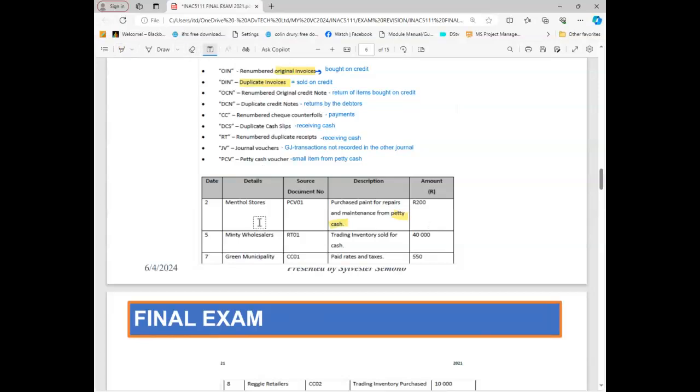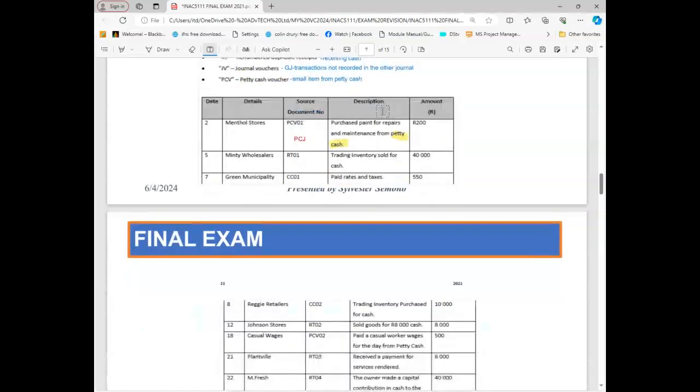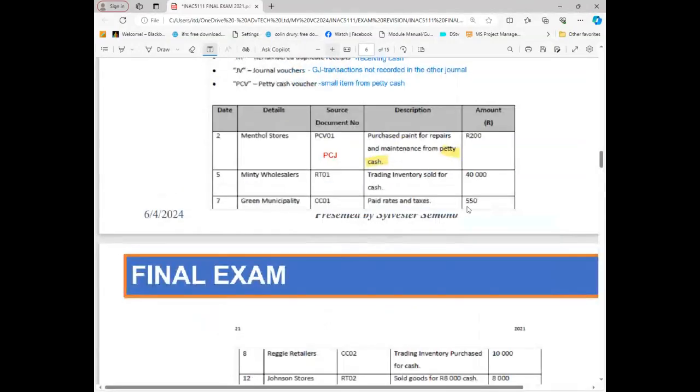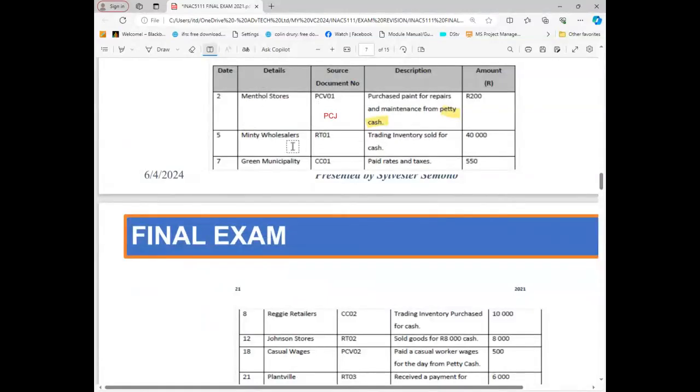So this one means that I will go and record in the PCJ. I'm just identifying for now. Can you see now? I'm going to record them into the PCJ. It's very important to understand this PCJ. So let's check the next one.